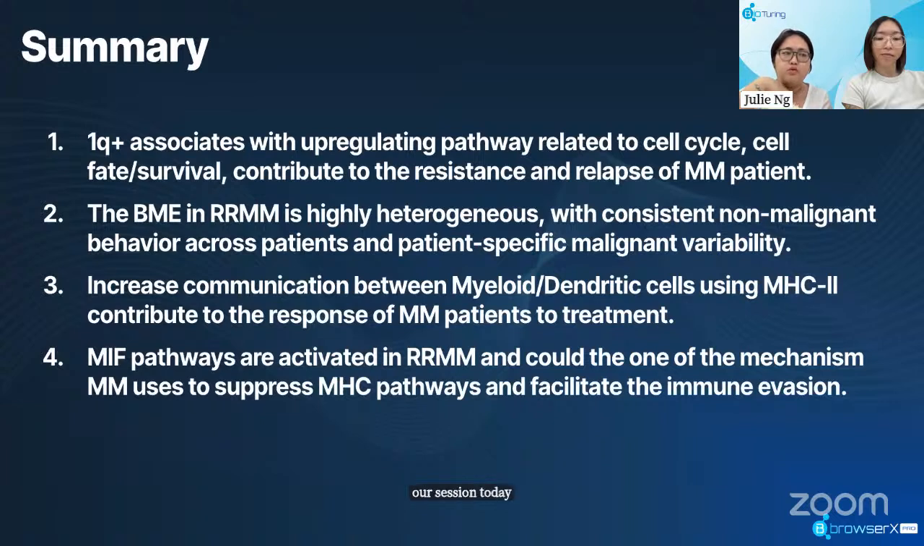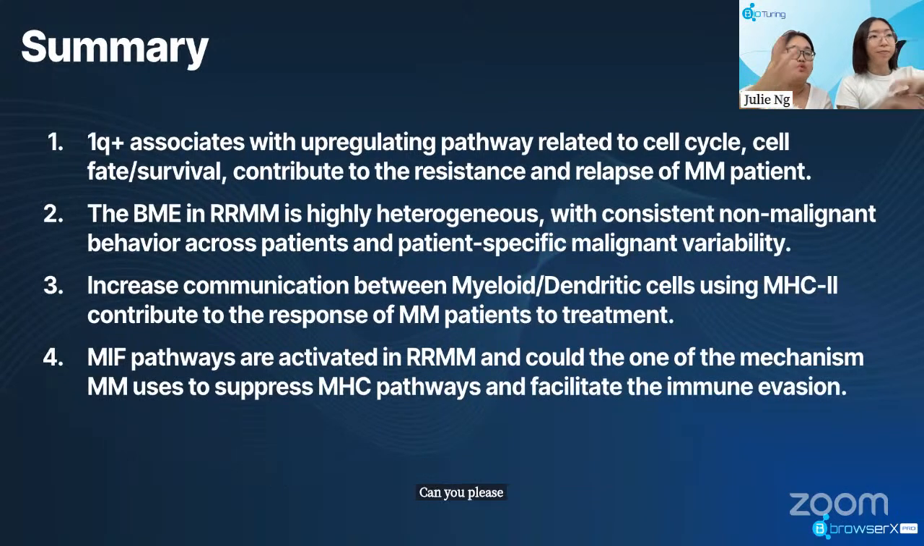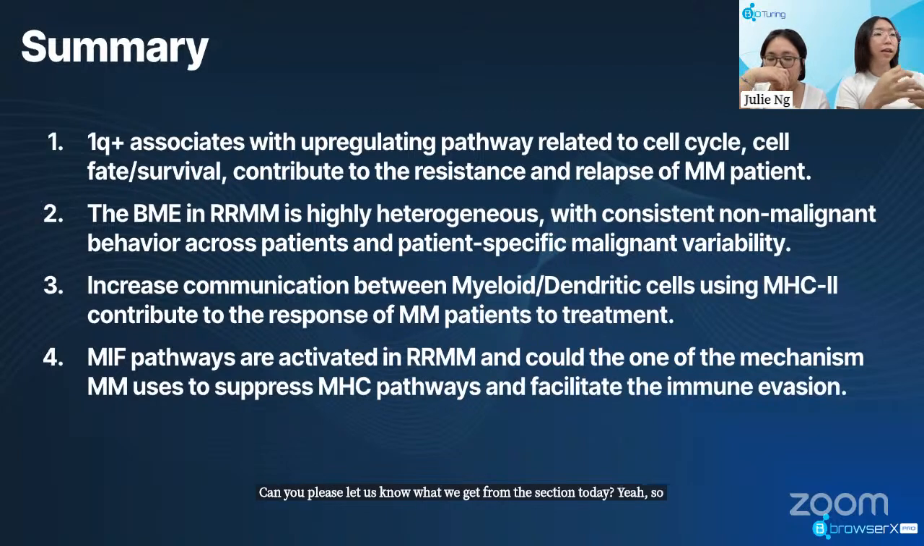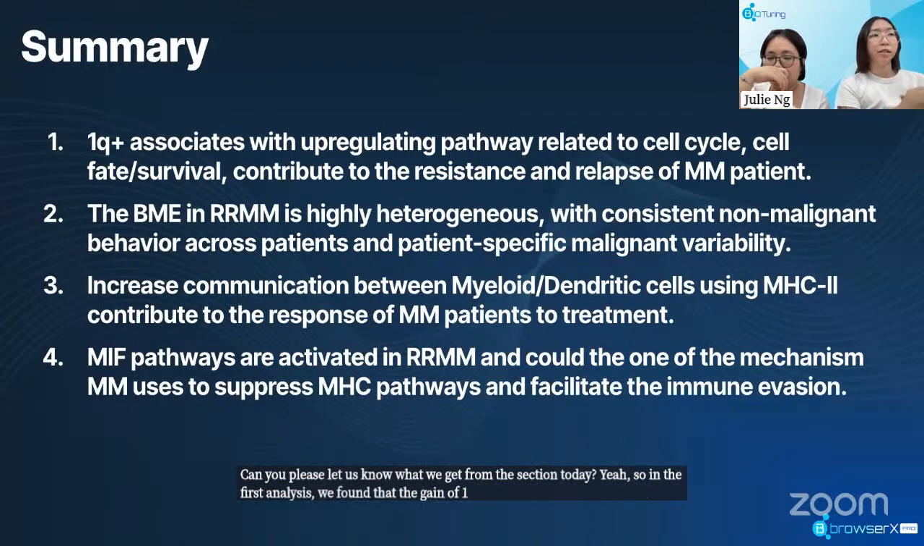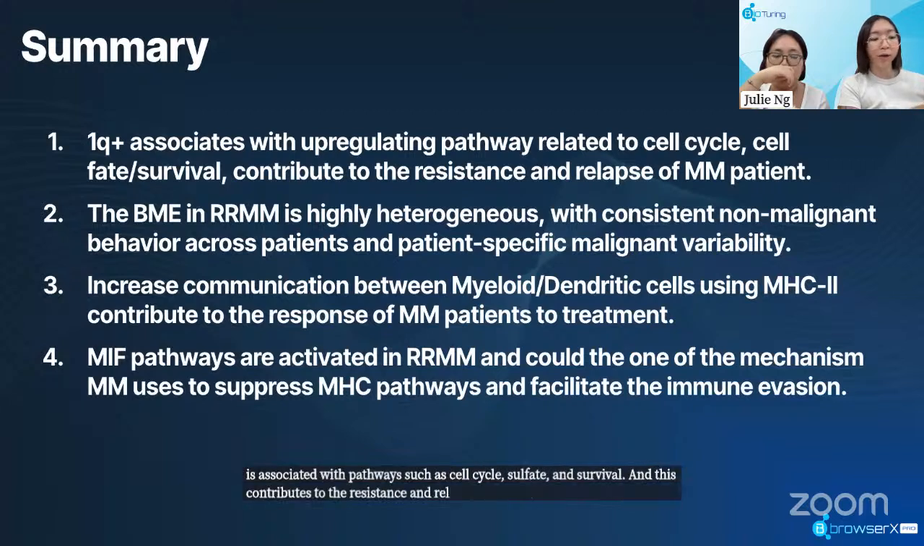So, to summarize, Julie, can you please, because I believe we have 4 main points to summarize today, let us know what we get from the session today? Yeah, so in the first analysis, we found that the gain of 1q chromosome is associated with pathways such as cell cycle, sulfate, and survival, and this contributes to the resistance and relapse of multiple myeloma patients. And we also see this same trend across other cancers as well.